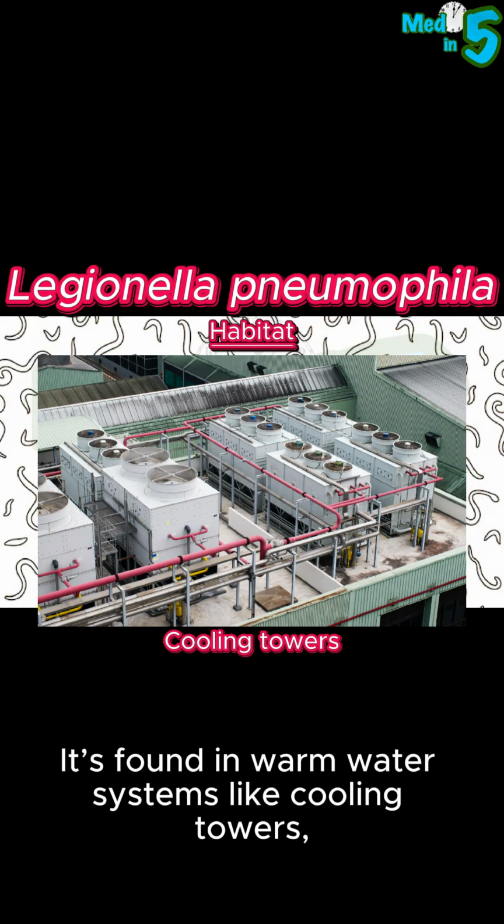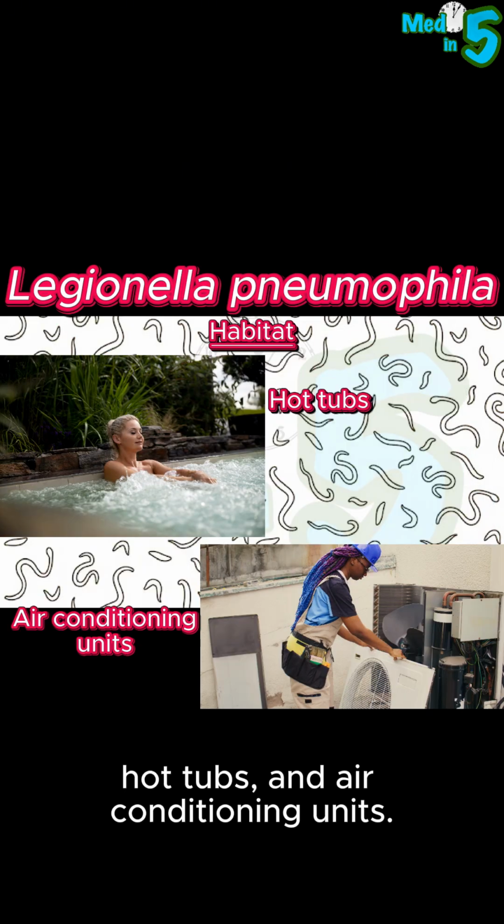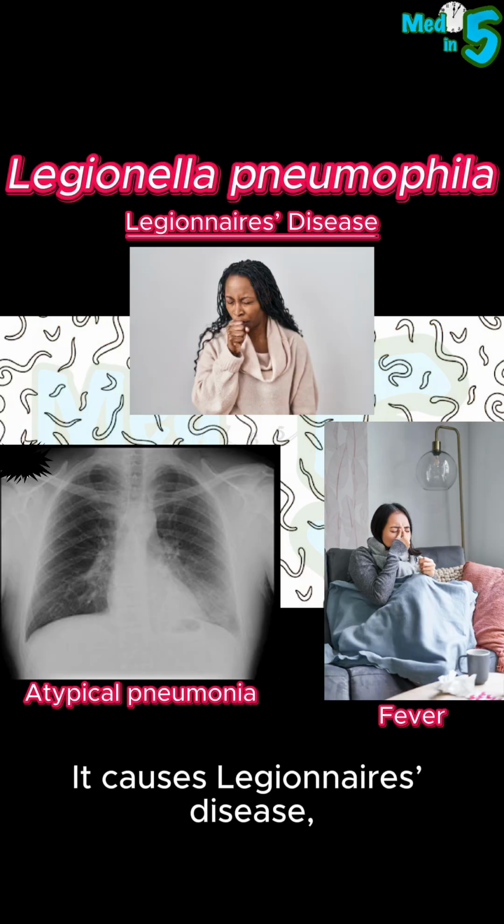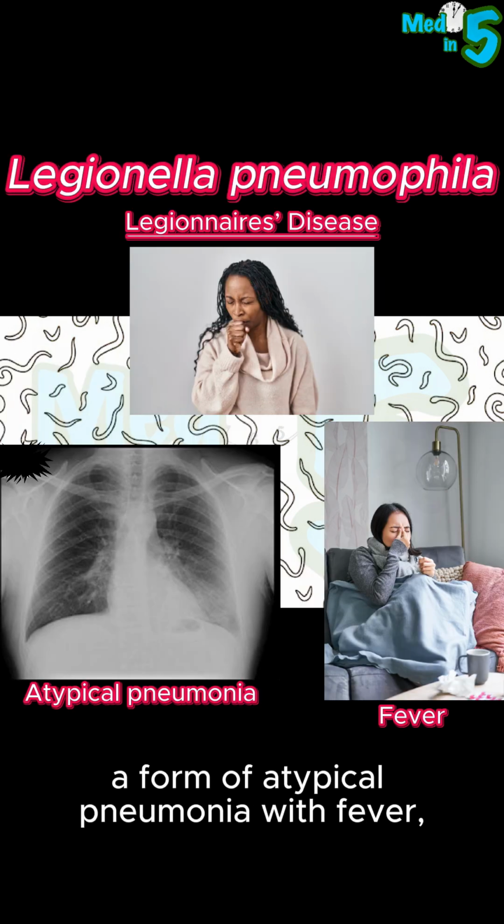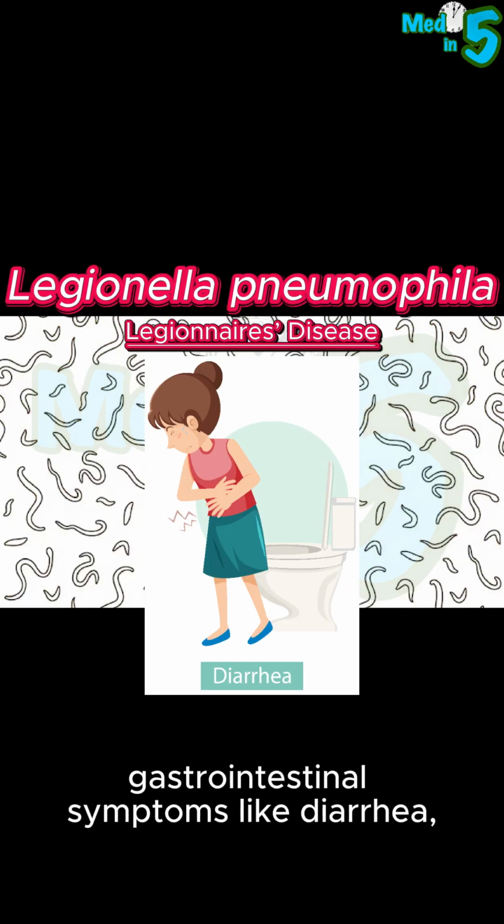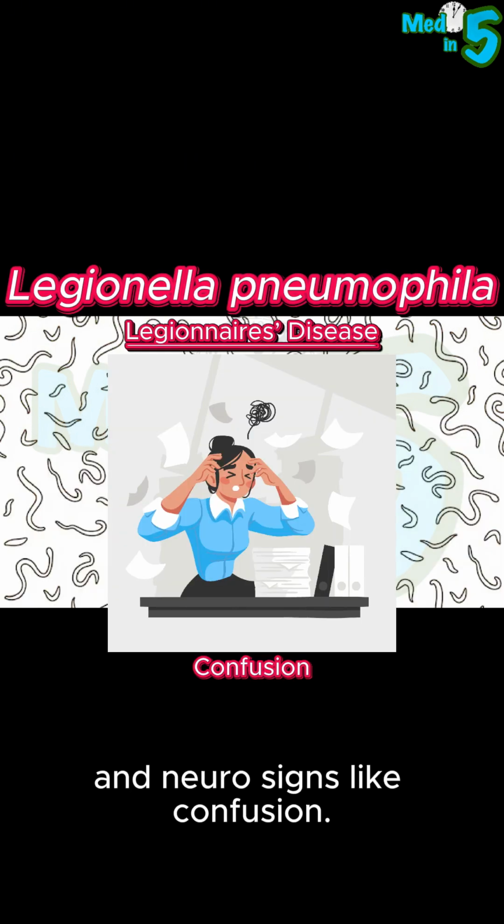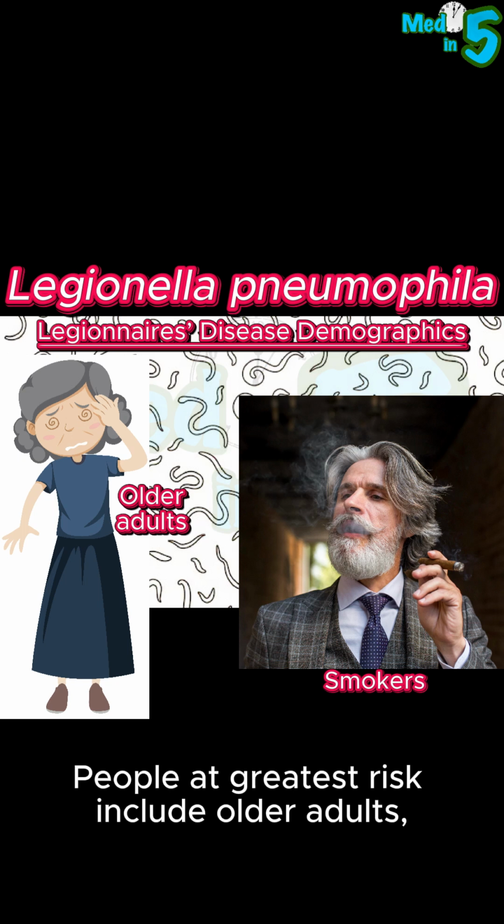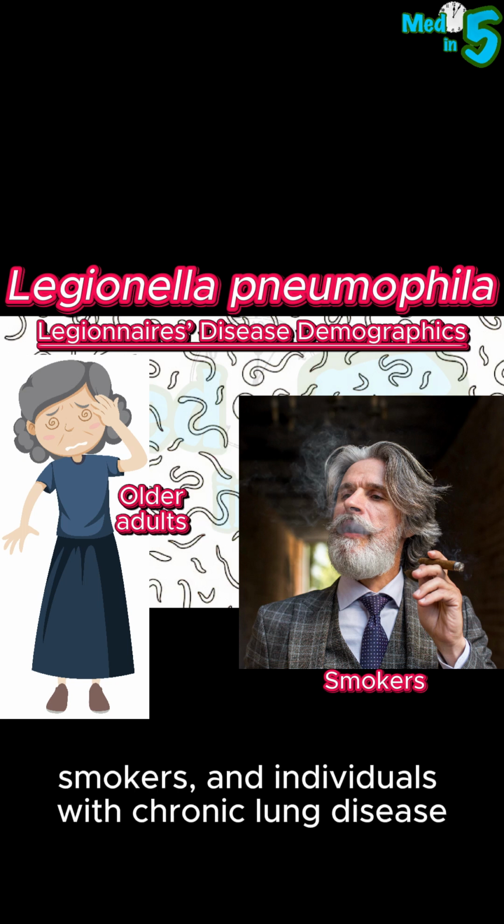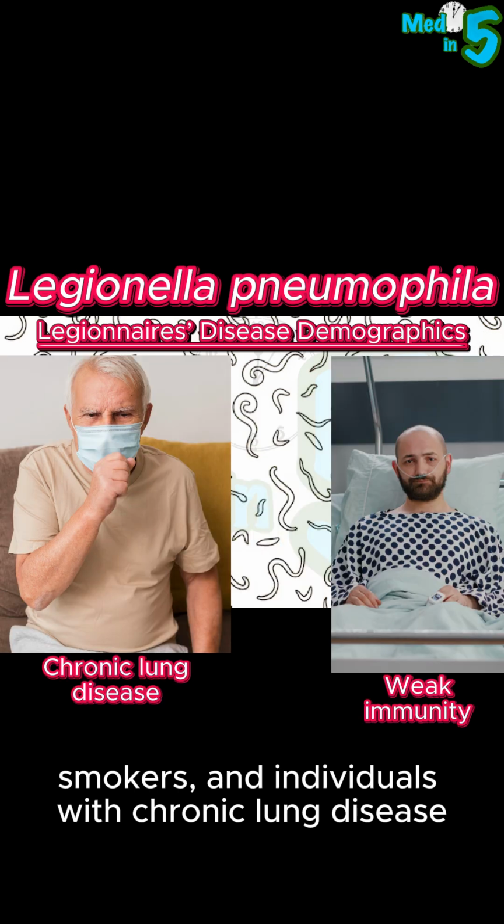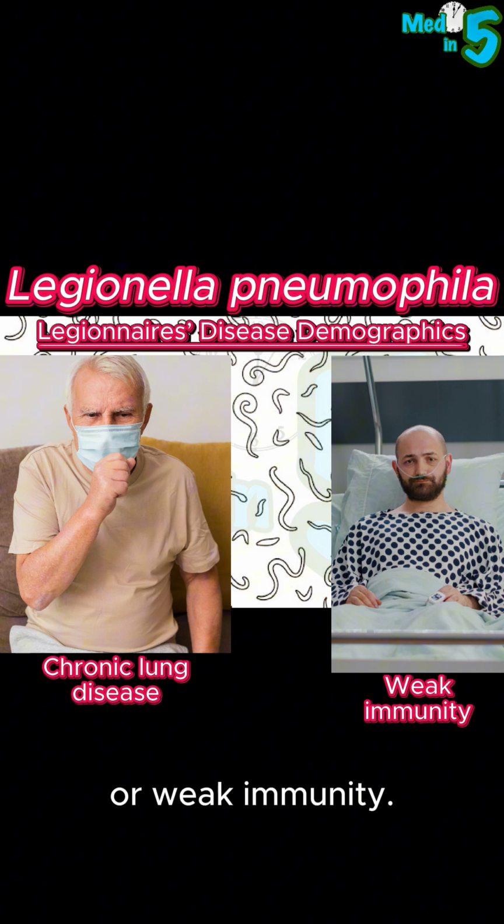It's found in warm water systems like cooling towers, hot tubs, and air conditioning units. It causes Legionnaire's disease, a form of atypical pneumonia with fever, gastrointestinal symptoms like diarrhea, and neuro signs like confusion. People at greatest risk include older adults, smokers, and individuals with chronic lung disease or weak immunity.